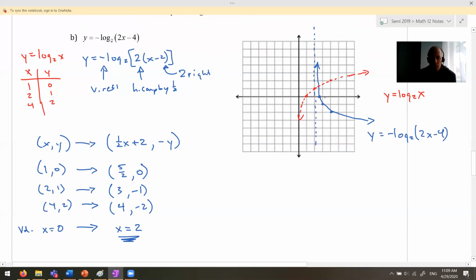Do we have a vertical reflection? Yeah. Do we have a horizontal compression? It looks a little scrunched and it moves to the right. I think that's pretty good. I guess I'll just do the domain and range right now before I forget. So the domain is x is everything bigger than 2, and the range is y is all real numbers, and we should put x is all real numbers as well.